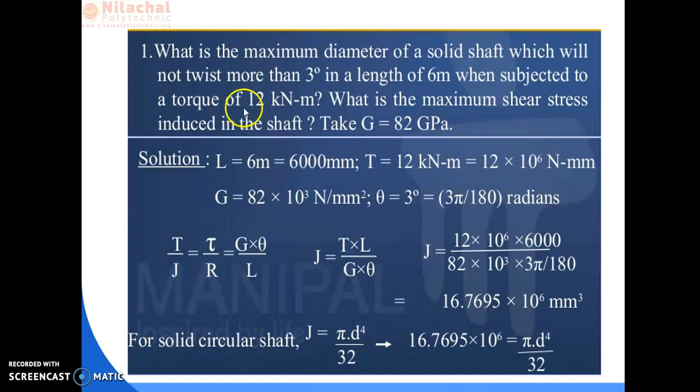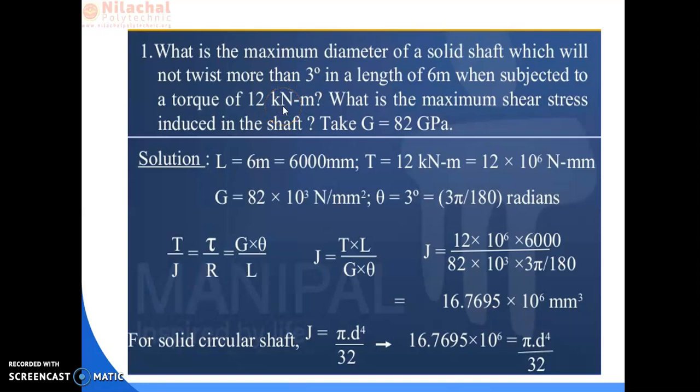The torque transmitted by the shaft is given as 12 kilonewton meter, so 12 into 10 to the power 6 Newton mm. The modulus of rigidity G is equal to 82 gigapascal. We have to convert it into Newton per mm square. Now we get 82 into 10 to the power 3 Newton per mm square. Our aim is to find out the diameter of the shaft and shear stress. L is given to you, theta is given to you, T is given to you.